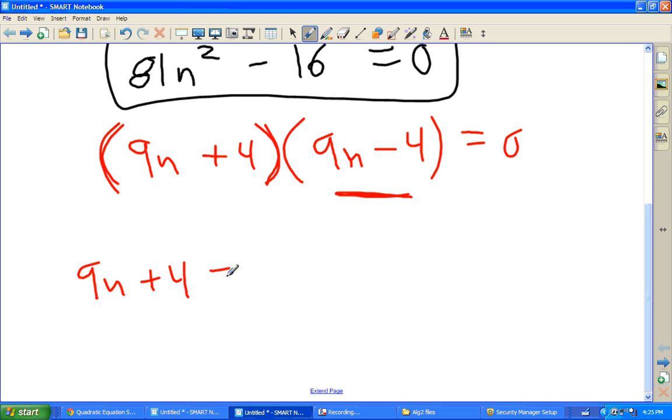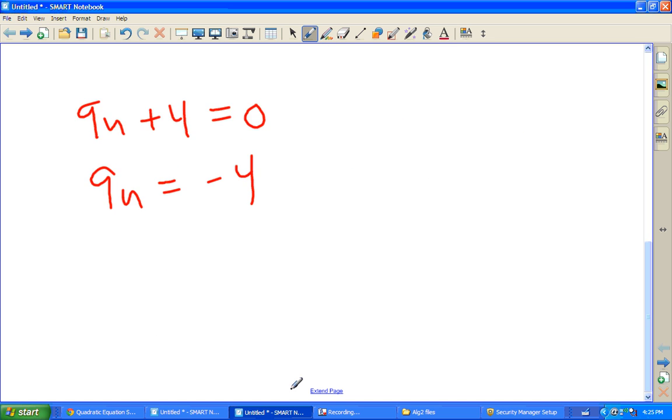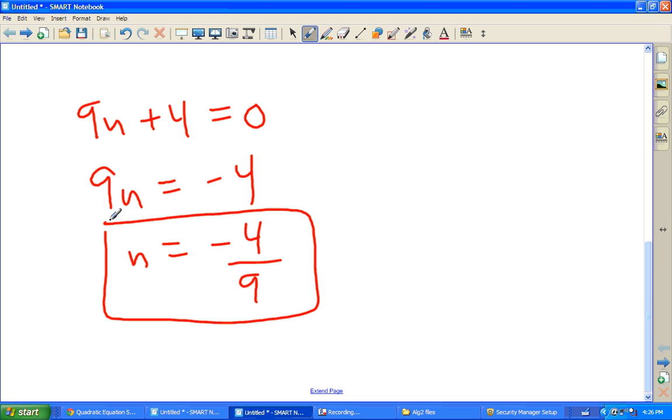9n plus 4 equals 0. I solve it, find where this equals 0. 0 times anything is 0. Now I'm going to find one solution. 9n equals, move the 4 over, minus 4, and I'm going to get n equals minus 4/9. Can I reduce that fraction? I don't think so, right? Even number, odd number, 3 goes into that, 2 goes into that, but nothing goes into both the 4 and the 9, so that's one solution.